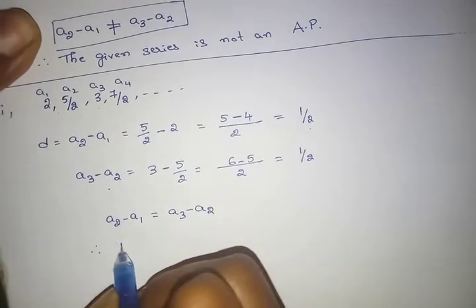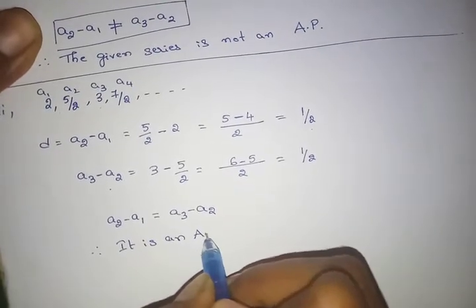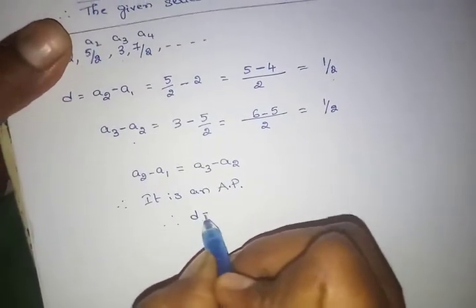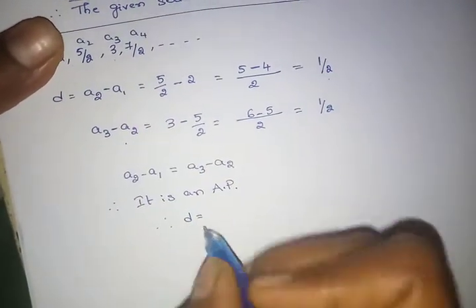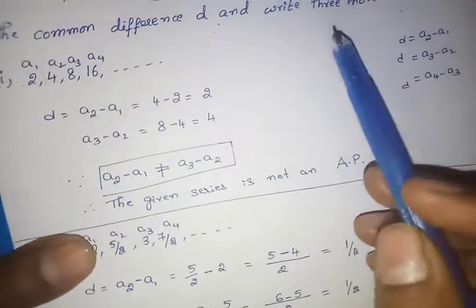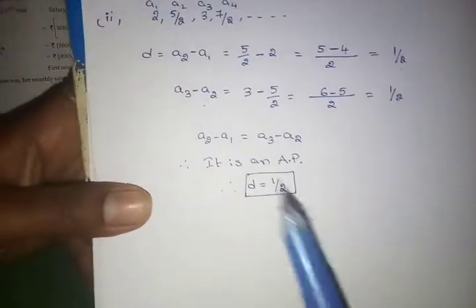Therefore, what can we say? It is an arithmetic progression. And what did they say? Find the common difference. Therefore, D equals what? D we already found. What is the value of D? 1 by 2. Again, what did they say? Write 3 more terms of this series.